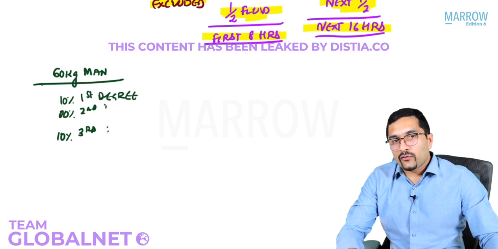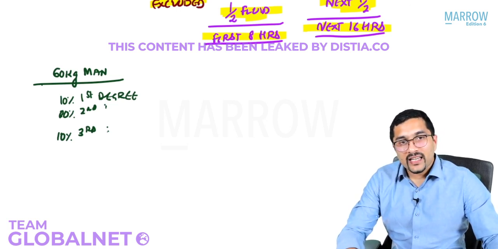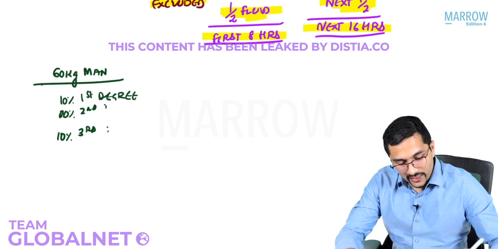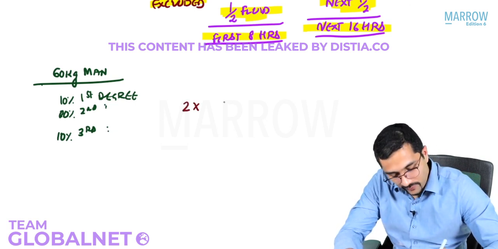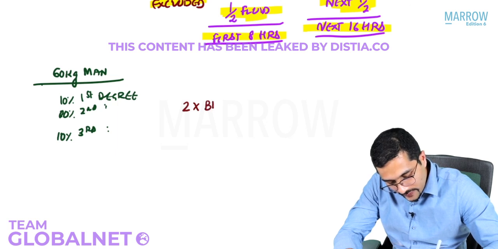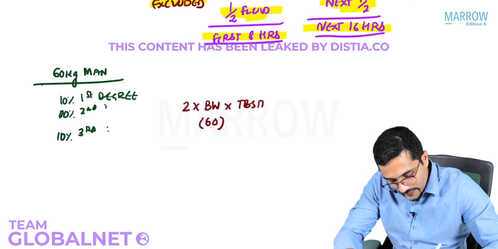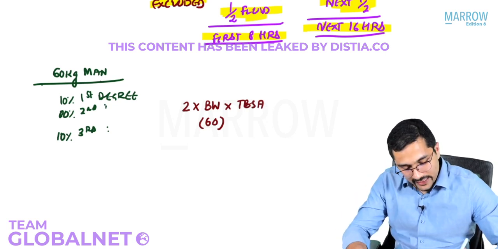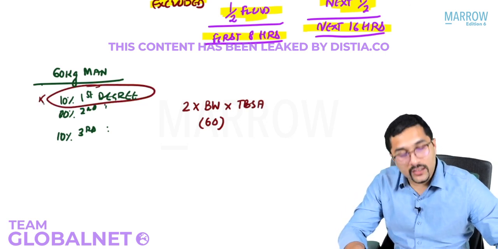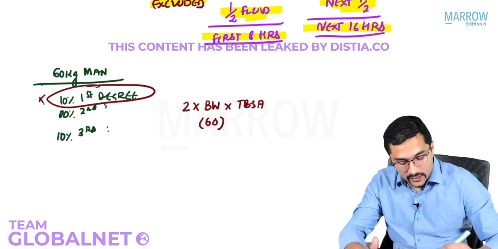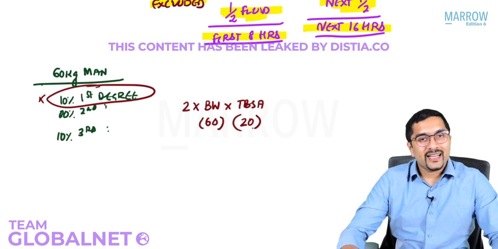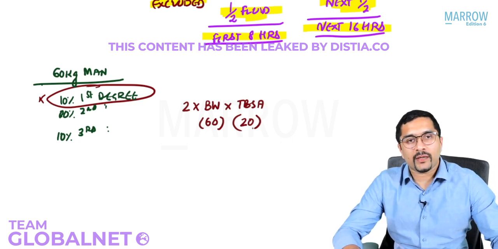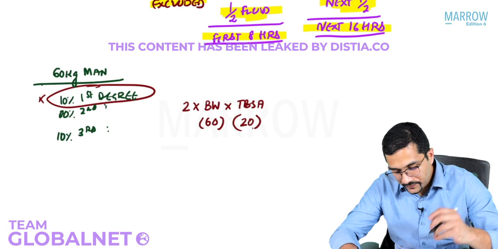What is the amount of fluid required by this patient in the first 24 hours? So now it will be 2 into body weight, which is 60, into total body surface area. Total body surface area, I told you, first degree burns are not included, they are excluded. So it is only going to be 20%. So 2 into 60 into 20 is the amount of fluid required by this patient in the first 24 hours.